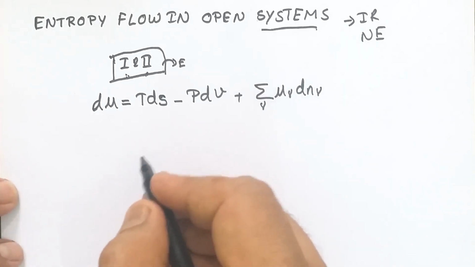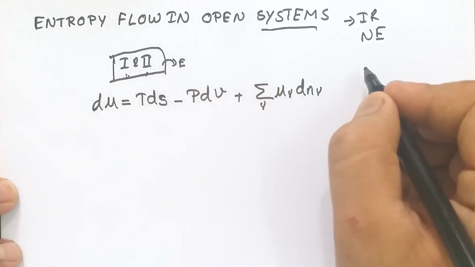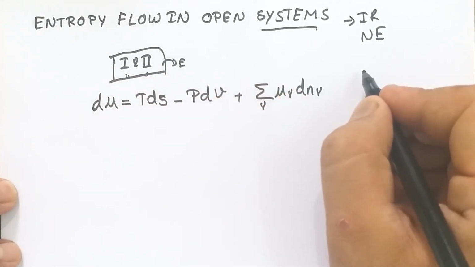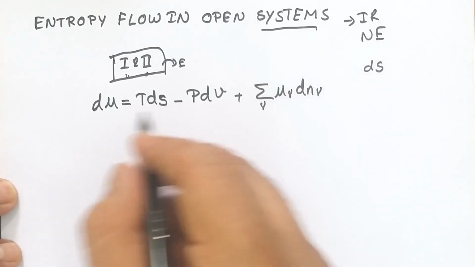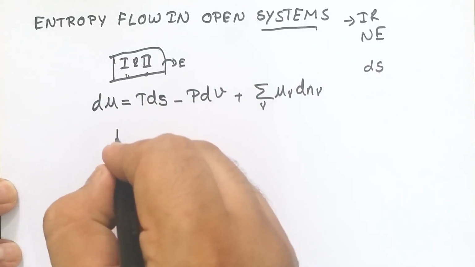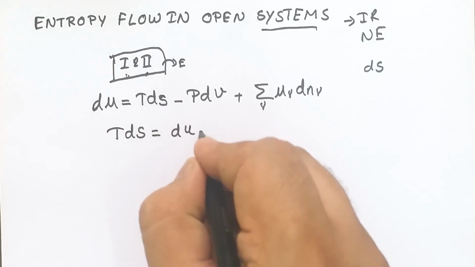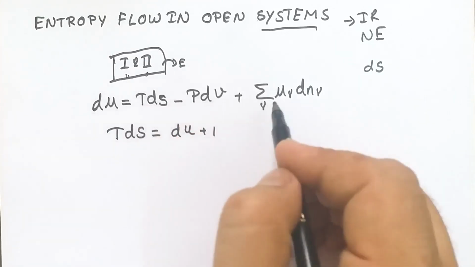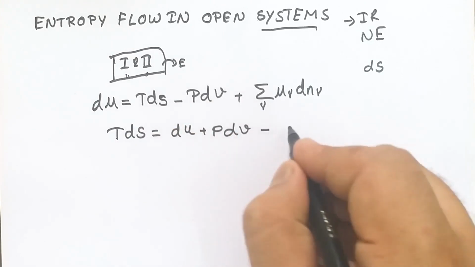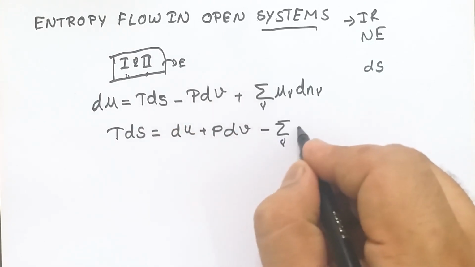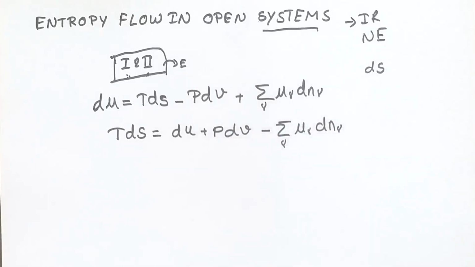Now further we can rearrange this expression, as we are looking for the entropy production or entropy flow. So basically we will be converting our expression into the form of dS. So we can rearrange this expression: TdS is equal to dU plus, taking this term to the other side, PdV minus summation over gamma of mu gamma into dn gamma.